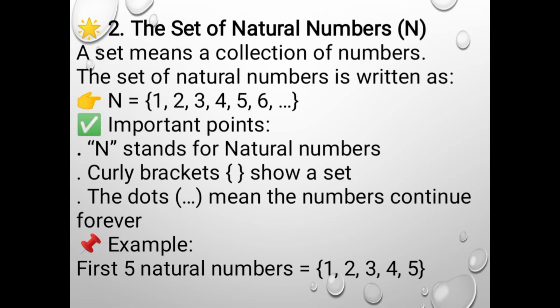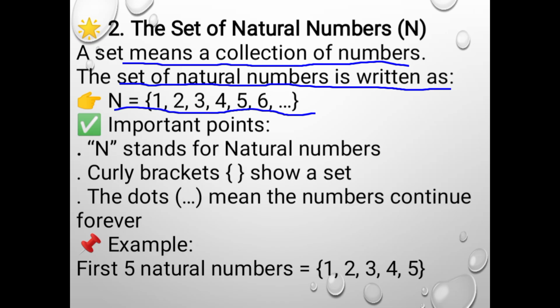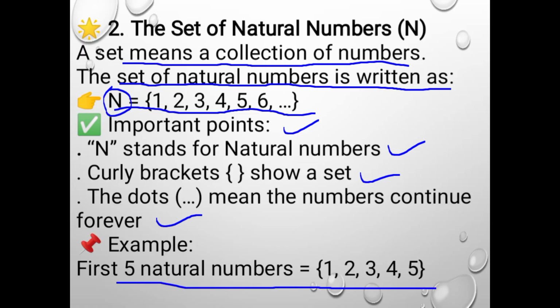Next is the set of natural numbers. A set means a collection of numbers. The set of natural numbers is written as N = {1, 2, 3, 4, 5, 6, ...}. Important points: N stands for natural numbers. Curly brackets show a set. The dots mean the numbers continue forever. For example, the first five natural numbers are 1, 2, 3, 4, and 5.